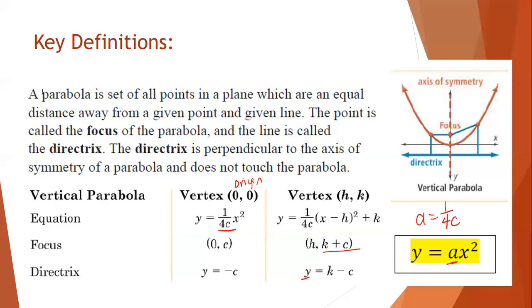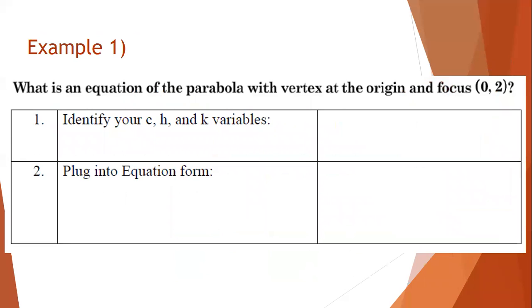All right, so let's dive in. Example 1: what is an equation of the parabola with the vertex at the origin and the focus (0, 2)? The fact that it tells me my vertex is at the origin, I know right off the bat that my h and k are both what? 0, because it's at the origin. To identify my c value, it tells me my focus. So what is c? 2.